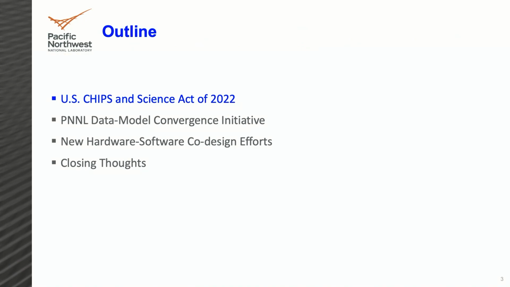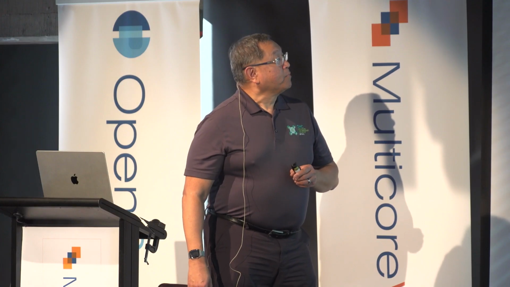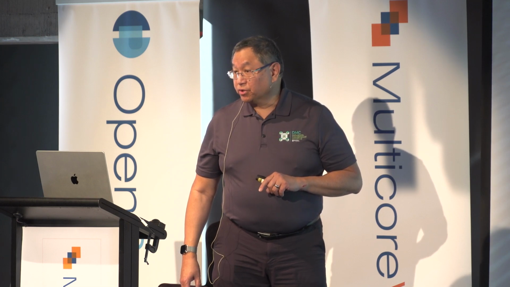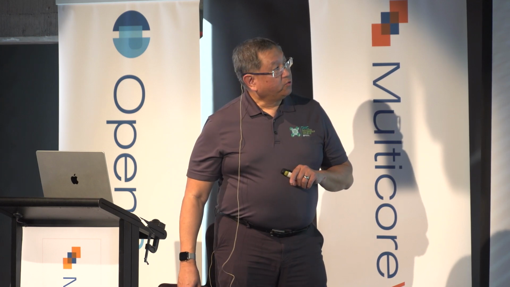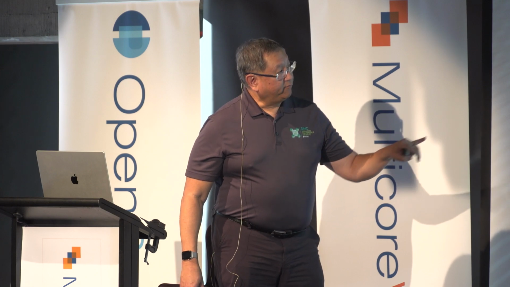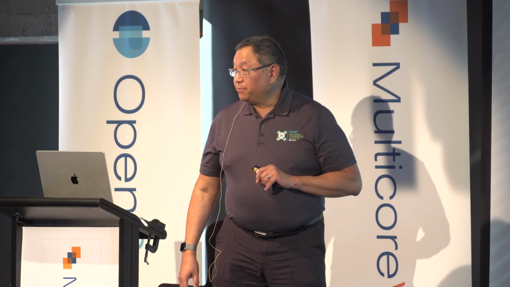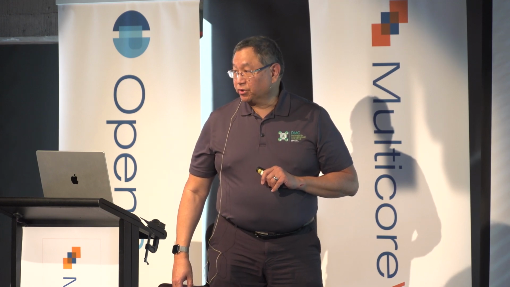All right, so this is the outline of my talk. I'm going to cover 4 different topics, starting with the U.S. CHIPS and Science Act. Shortly after joining PNNL, and I joined there about 6 years ago in April of 2018, I was asked to participate in this DOE Office of Science Basic Research Needs for Microelectronics workshop.